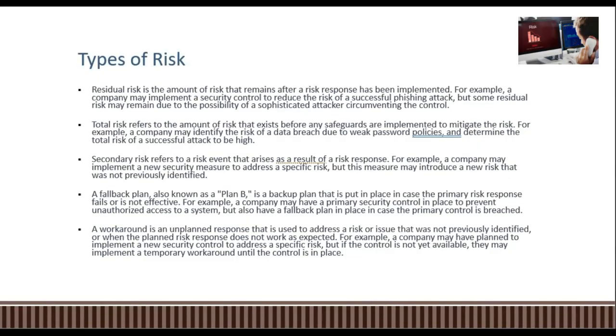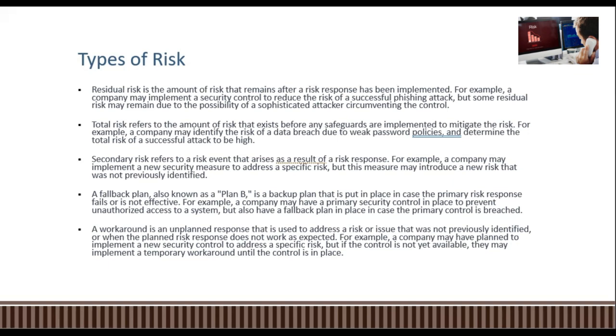Types of risk. Residual risk is the amount of risk that remains after a risk response has been implemented. For example, a company may implement a security control to reduce the risk of a successful phishing attack, but some residual risk may remain due to the possibility of a sophisticated attacker circumventing the control. Total risk refers to the amount of risk that exists before any safeguards are implemented to mitigate the risk. For example, a company may identify the risk of a data breach due to weak password policies and determine the total risk of a successful attack to be high.